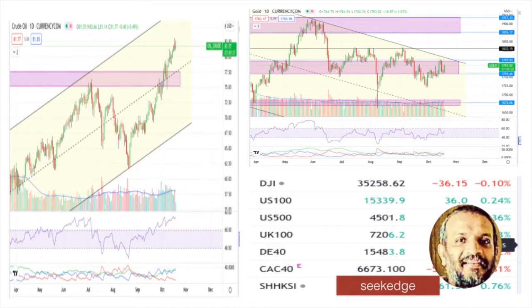So as of now, everything is flat. The Dow Jones is kind of flat and slightly bearish. Nasdaq is flat, small green seen there, and small green seen in the S&P 500, and the UK markets also slightly flat. So no major or big moves are seen here.